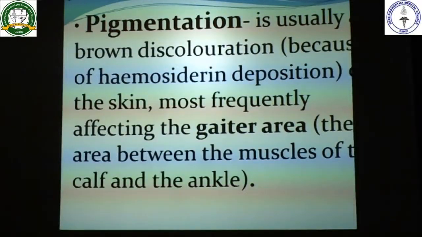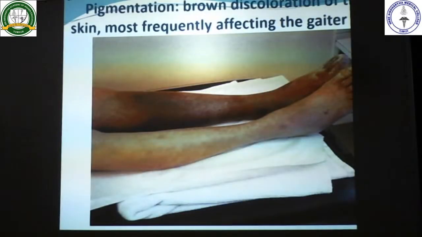Then pigmentation. Sometimes you can see pigmentation, and in long-standing cases this is more obvious. This is usually a brown discoloration. This is because of deposition of hemosiderin in the skin, most frequently affecting the gaiter area. What is the gaiter area? The gaiter area is the area between the calf muscles and the ankle. You see, in long-standing cases, this discoloration is called pigmentation.